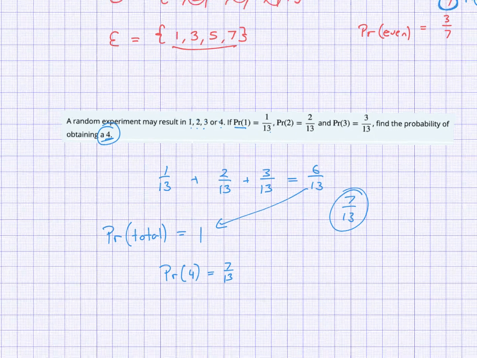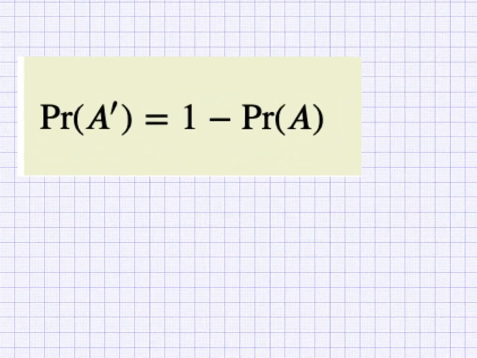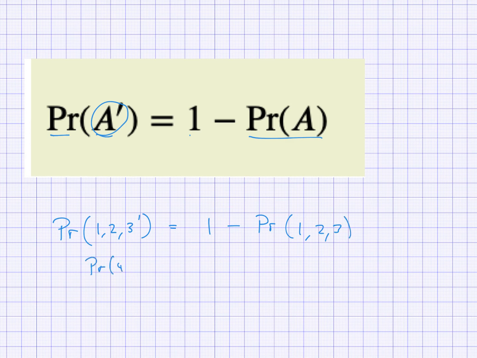This idea is a relationship that we show with this. The chance of not A equals 1 minus the chance of A. So if I looked here, I'd say, what are the chances of not a 1, 2, or 3? It would equal 1 minus the chance of a 1, a 2, or a 3. We knew that if it was not 1, 2, or 3, it was a 4. So the chance of 4 is 1 minus the chance of 1, 2, or 3, which we knew.